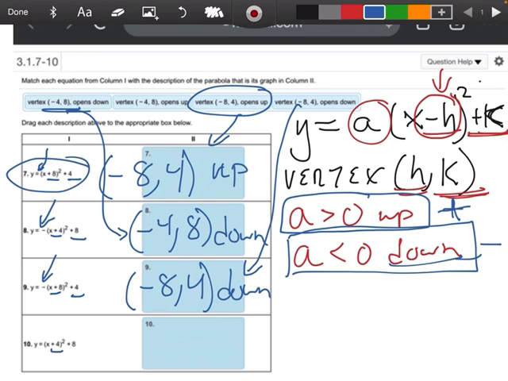And then finally, the last one, first number, the sign's going to change, negative 4. Second number stays the same, positive 8. Since the number a, the number in front of those parentheses, is positive, it's a positive 1, the graph's going to open up, and it would obviously be this one right here.